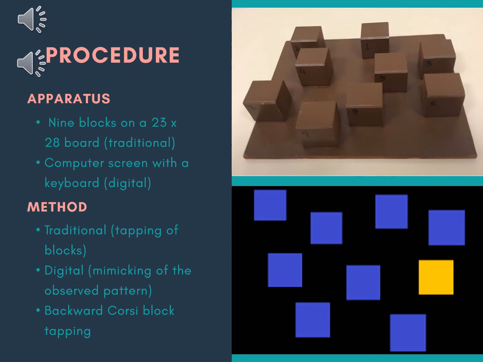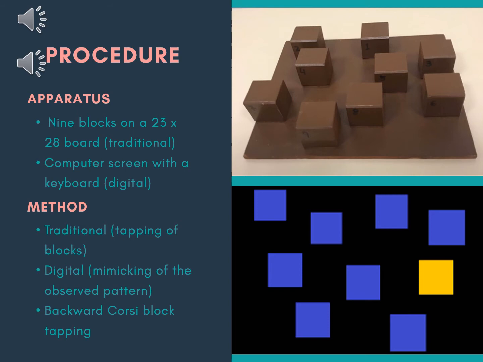The original Corsi apparatus, as shown in the picture, had 9 blocks on a 23 by 28 board arranged in an irregular manner. So in the traditional test, the experimenter, the person who carries out the study, shows 9 blocks arranged in front of the participant.